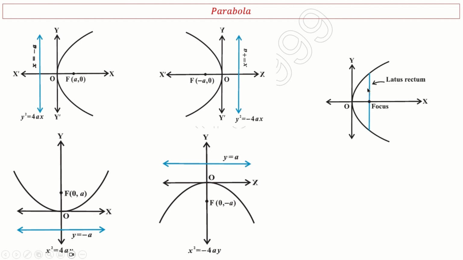Now, what is the latus rectum? The latus rectum is the perpendicular line which is passing through the focus point and touching the parabola curve. So the latus rectum length is from here to here. This is equal to 4a. The latus rectum length is always 4a. If you take y square equal to 4ax, the 4a is the latus rectum length. So remember this one.